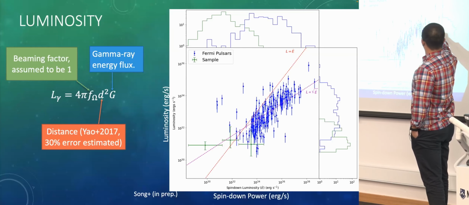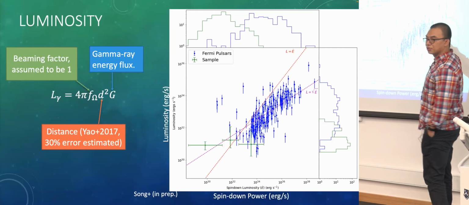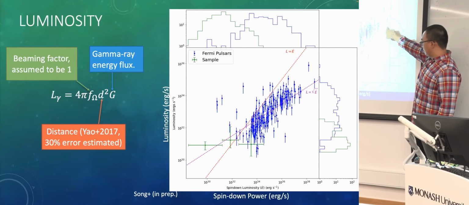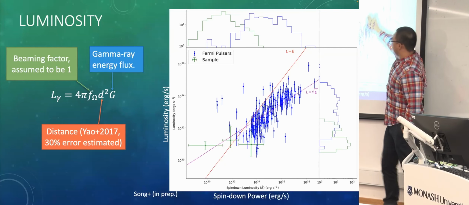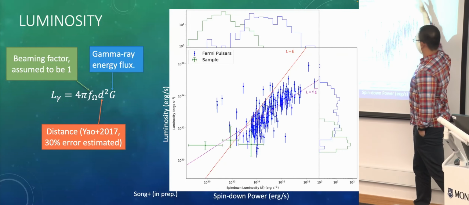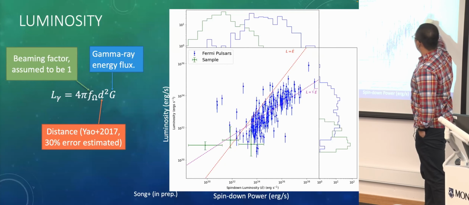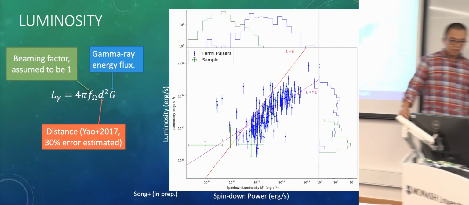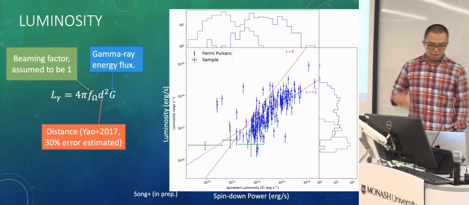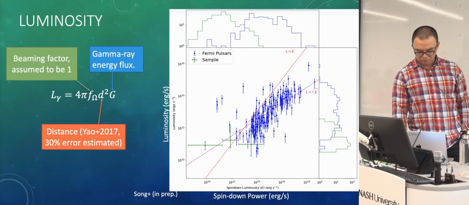There's a heuristic relation where people assume that the gamma ray luminosity is proportional to the square root of the spin-down power, or some people go a little bit extreme, saying that all of the gamma ray luminosity comes from the spin-down power. But it looks like this is slightly more likely here. And so that's the end of the pulsar observation.